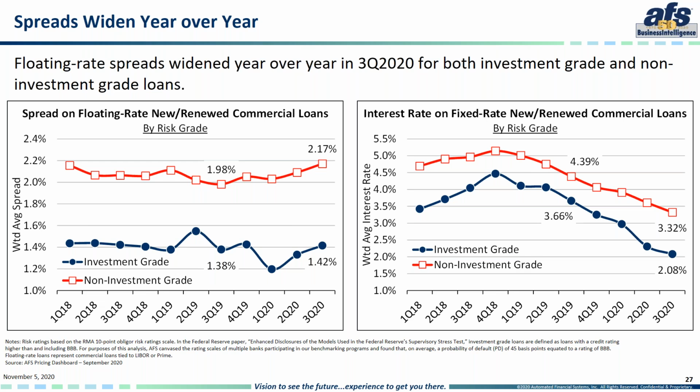For fixed rate loans, which we have on the right-hand side of this page, yields are down year over year for both the investment grade and the non-investment grade loans. The decline, though, for the non-investment grade loans, the red series, was smaller than that seen for investment grade loans, meaning that even in a low rate environment, banks are making fewer pricing concessions for the riskier borrowers.